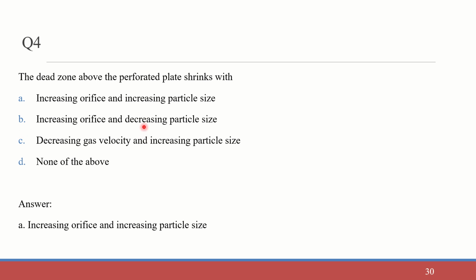Option B gives decreasing particle size, which is false, and option C, decreasing gas velocity, is false. These two should have been reversed. If that were the case, it would have been all the above. But since that is not the case, the answer is option A, increasing orifice size and increasing particle size.